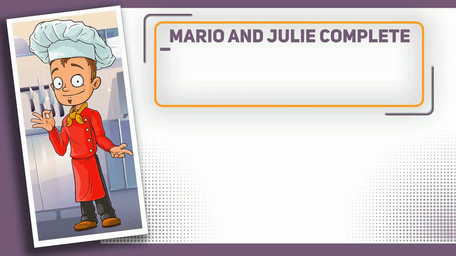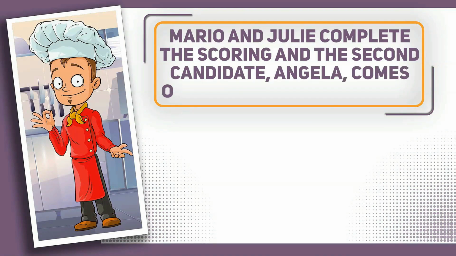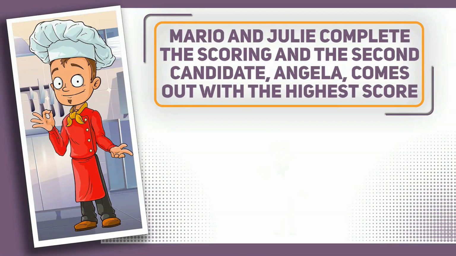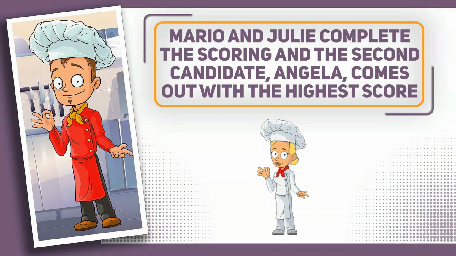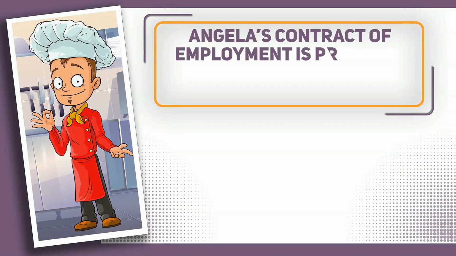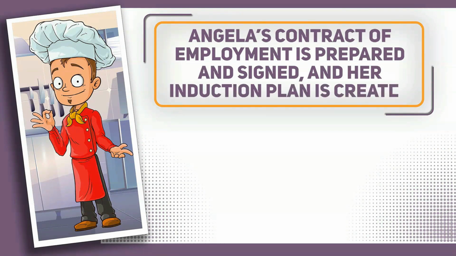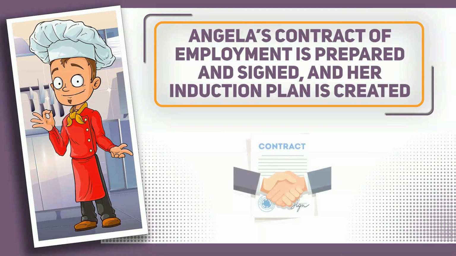So Mario and Julie complete the scoring, and the second candidate, Angela, comes out with the highest score. Julie prepares an offer letter, and she contacts Angela's current employer for a reference. Angela's contract of employment is prepared and signed, and her induction plan at the restaurant is created.